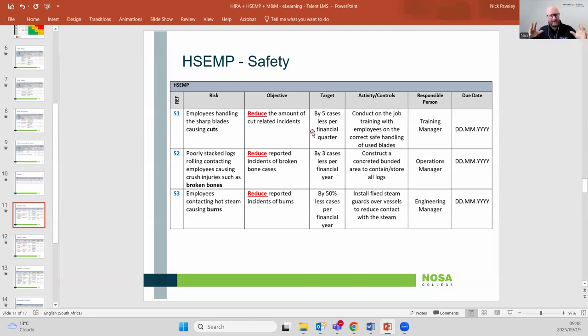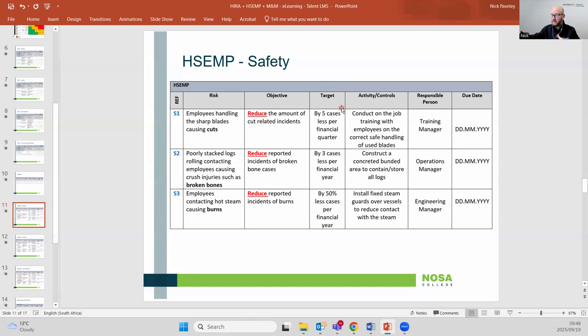But in a training fictitious type environment, a lot of discretion is exercised, ladies and gents, when you're setting your targets. And you're more than welcome to have a look at these examples, plus some of the examples that are in your course content. So in this particular safety 1, I want to reduce my cut-related incidents. And my target here is by 5 cases less per financial year. In industry, you will actually be developing your management plans on an ongoing basis. You're constantly reviewing your management plans.